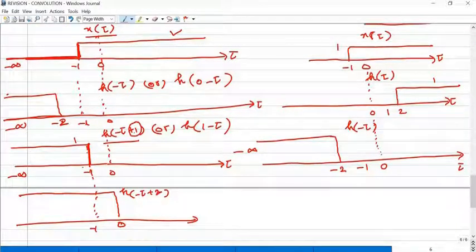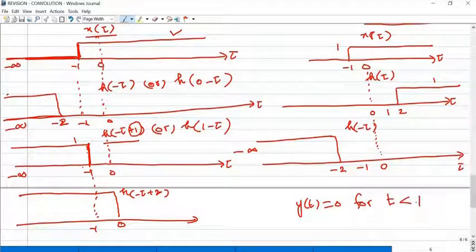At t equal to 1, the overlap just started. At t equal to 2, the overlap is from minus 1 to 0. At t equal to 3, there is some more overlap. So now you understand y of t equals 0 for t less than 1. When t is exactly equal to 1, overlapping starts. At t equal to 2, there is a common signal between x of tau and h of t minus tau.